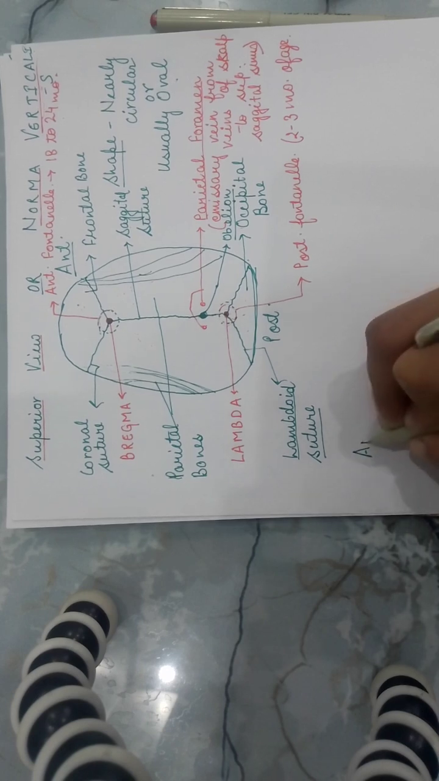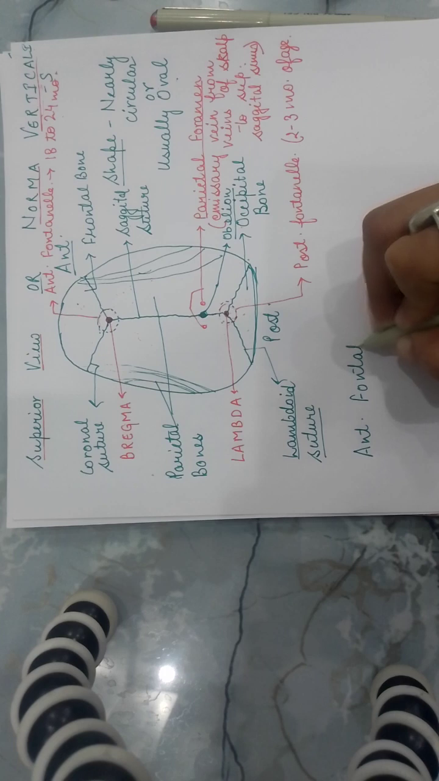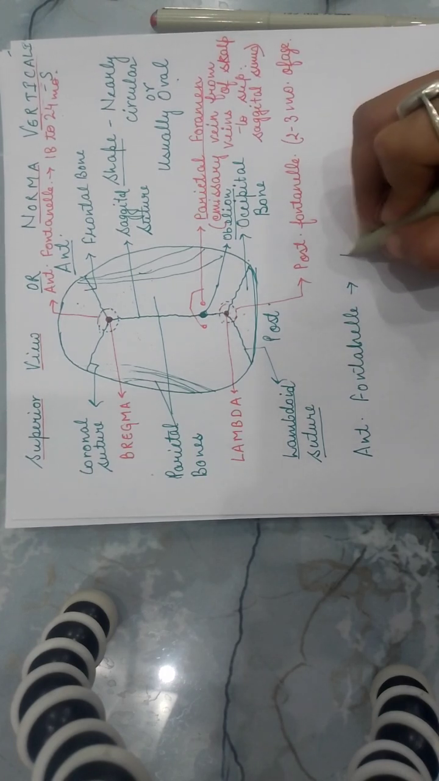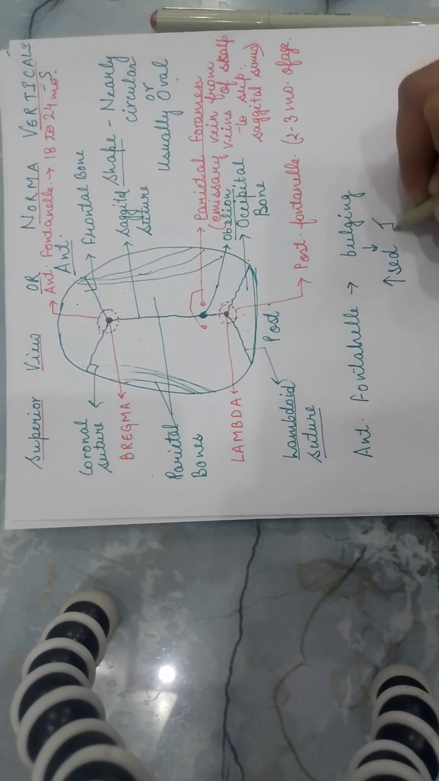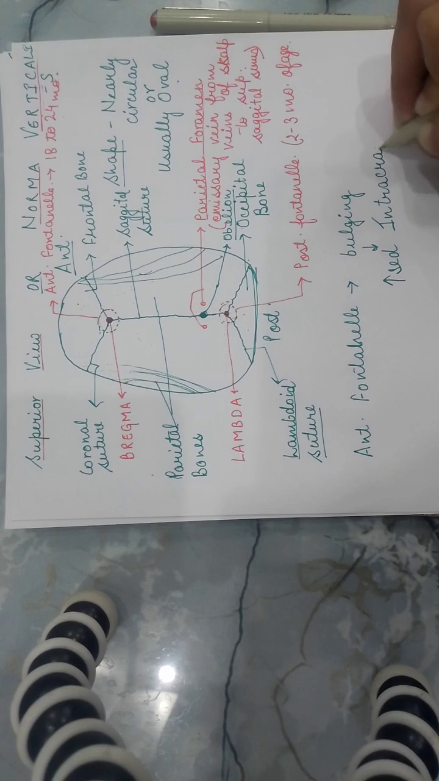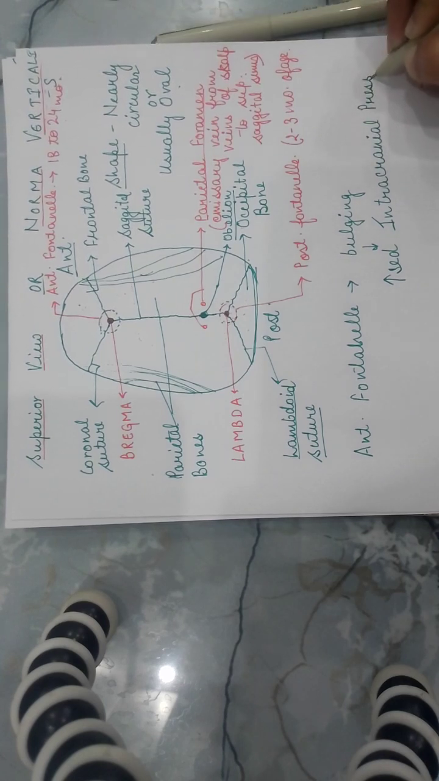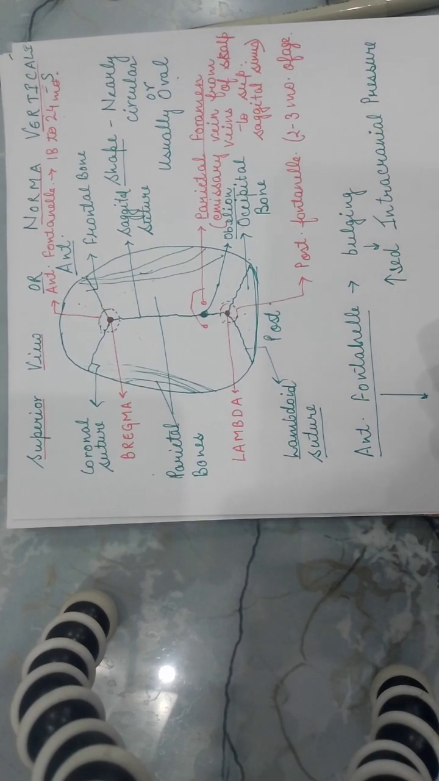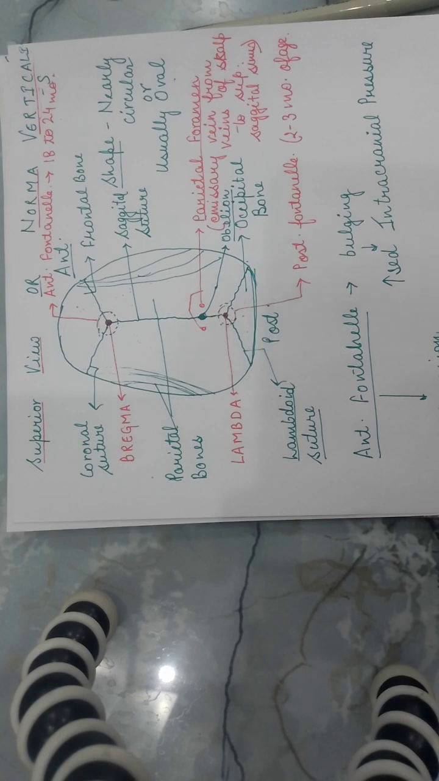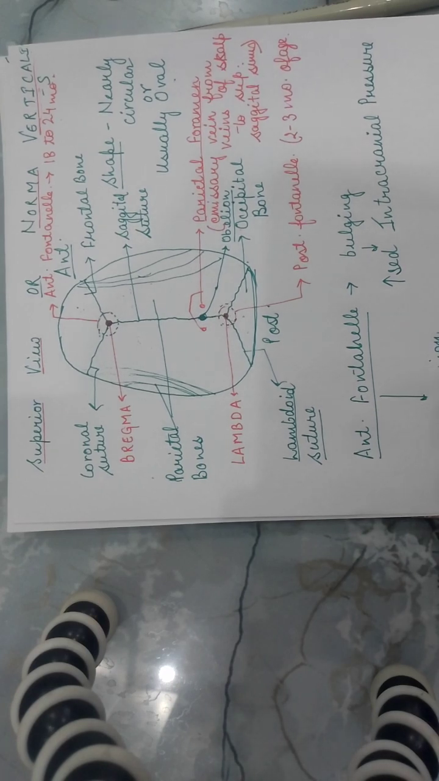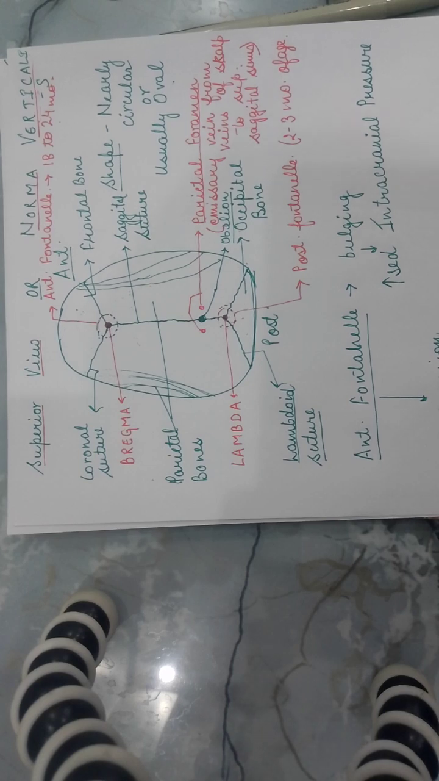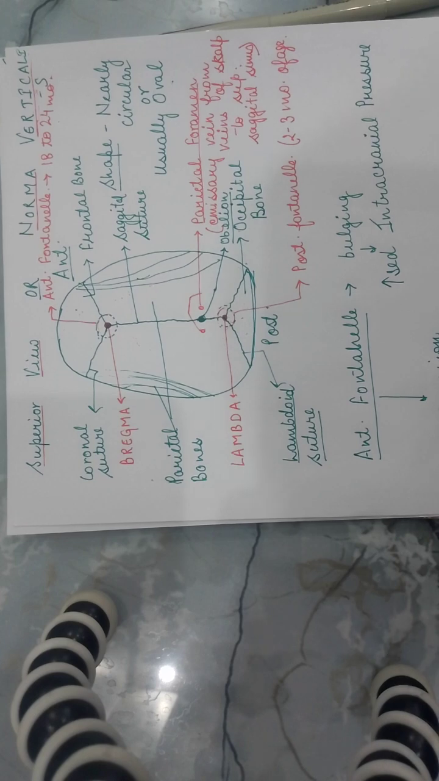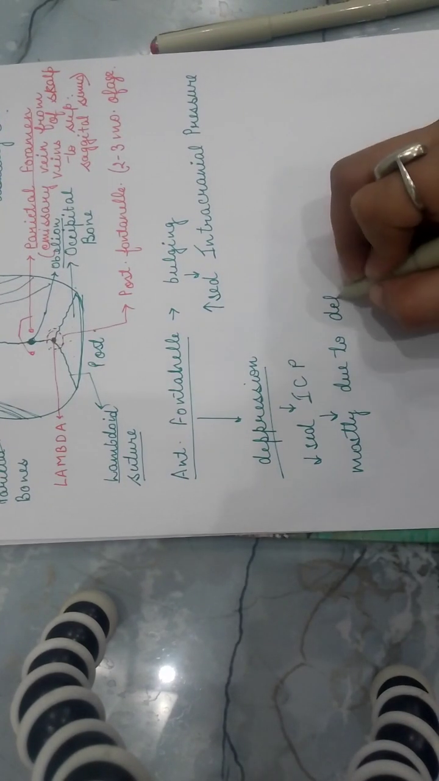So what I have told you about the anterior fontanelle is that in case of bulging, it means increased intracranial pressure, and if there is depression, then mostly it is due to decreased intracranial pressure, mostly due to dehydration.